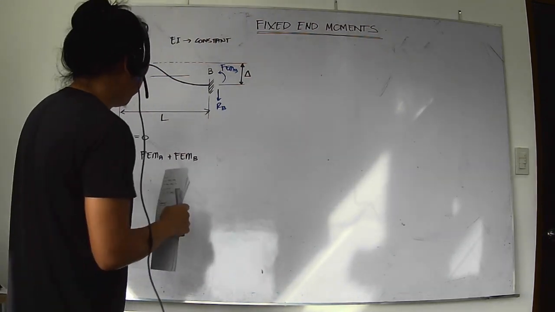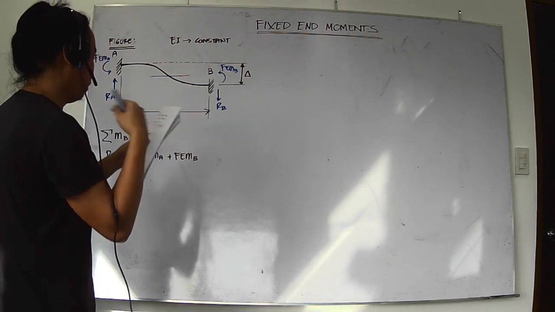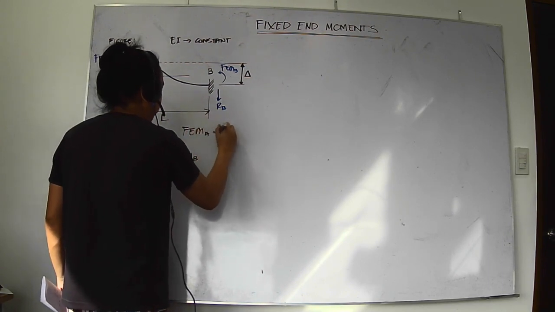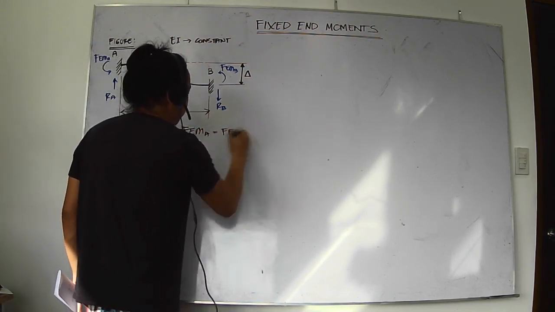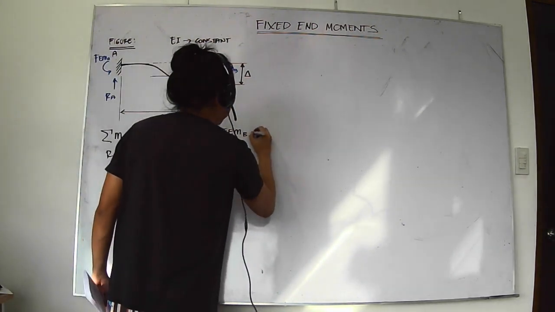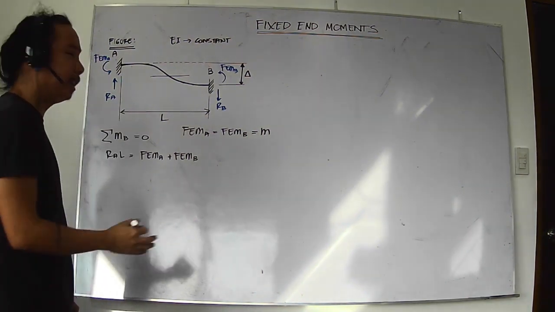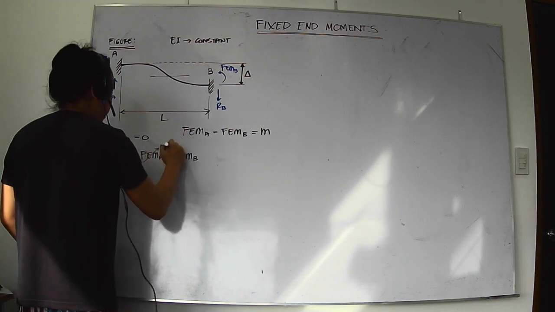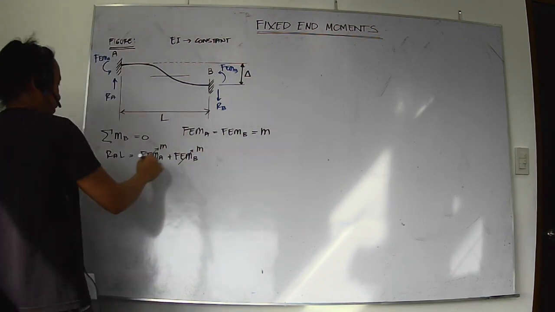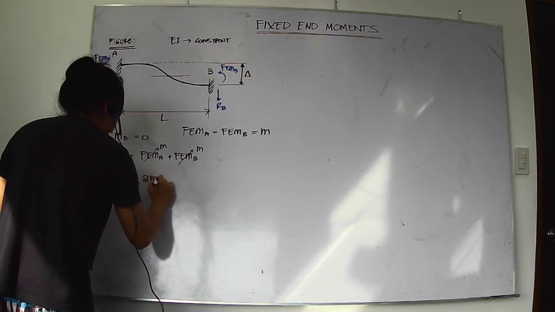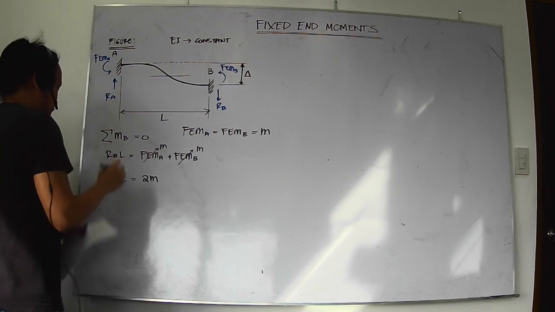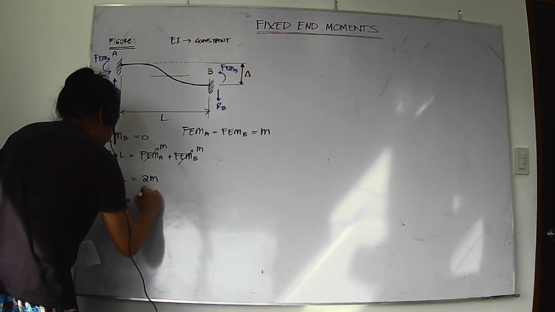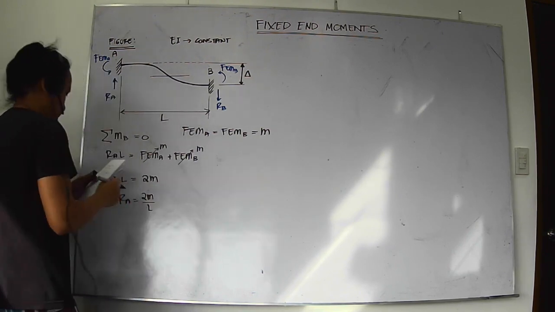So we can make some assumptions here. You could say FEMA is just equal to FEMB. In this case, let's just call both of them M, so it's not confusing. Adding them gives 2M. So we have 2M over L, and I could conclude that RA is just 2M over L.